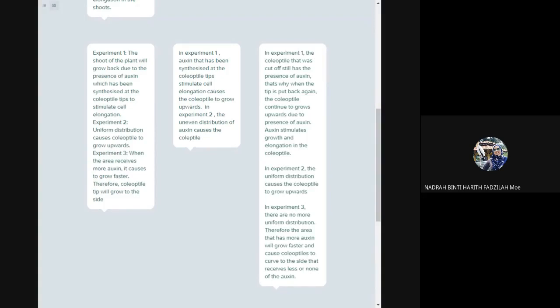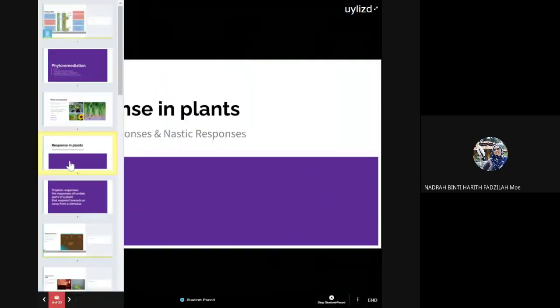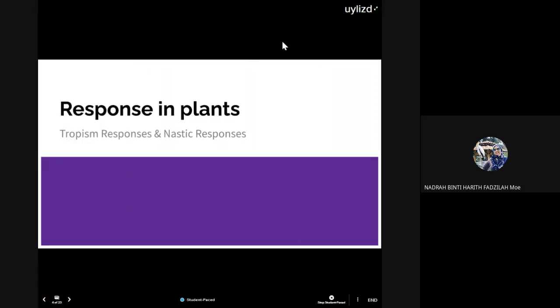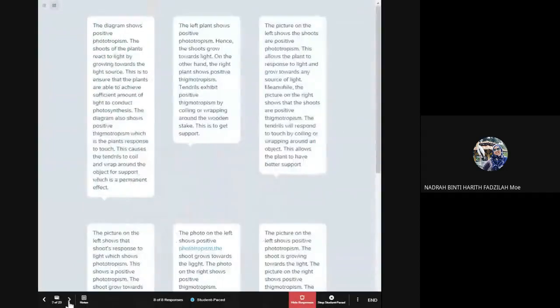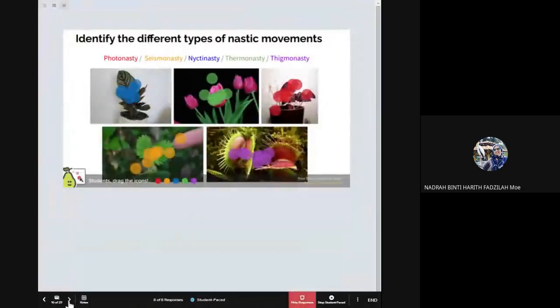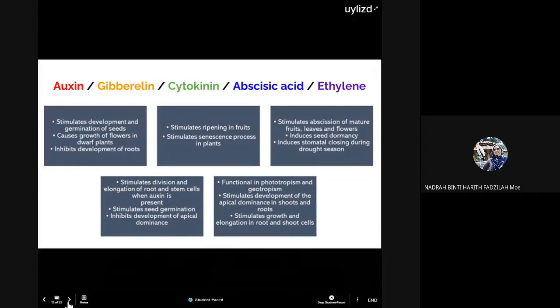And then we have also take a look at responses in plant, which are tropic responses and also nastic responses. So next week kita akan tengok macam mana hormon-hormon yang kamu dah label kat sini tadi mempengaruhi tropism, geotropism, phototropism in the shoot and also root.